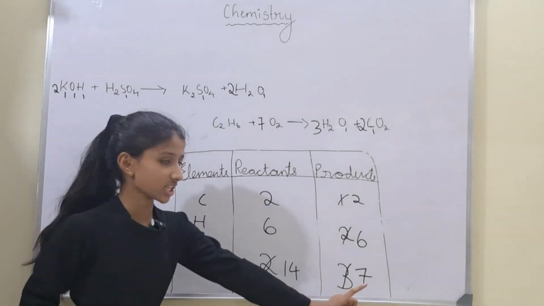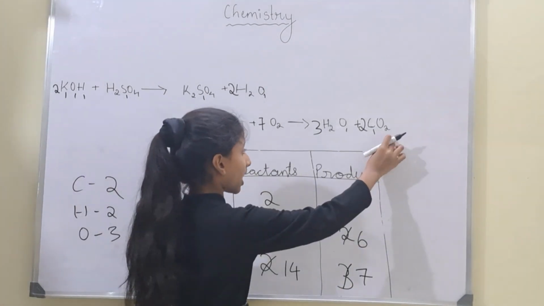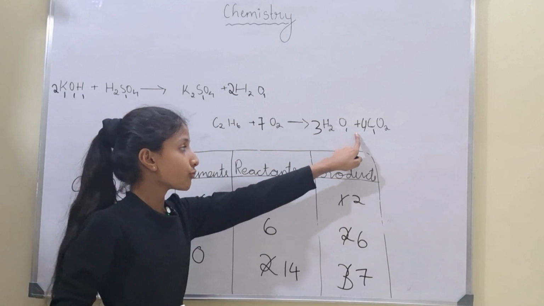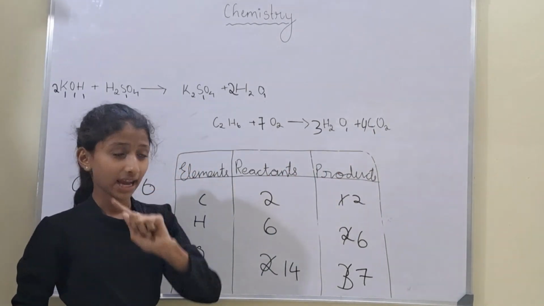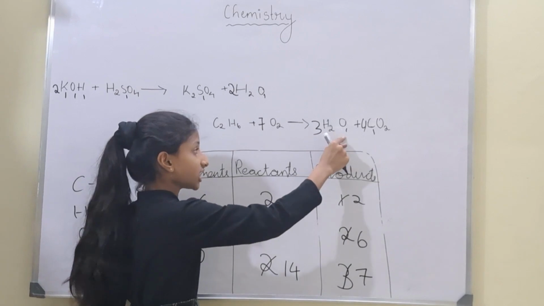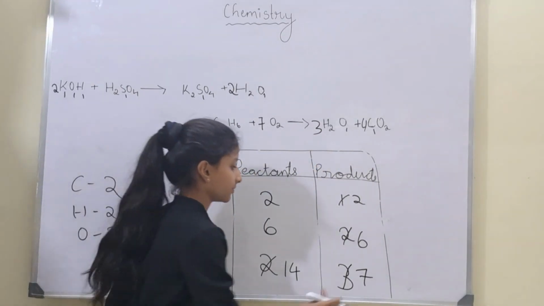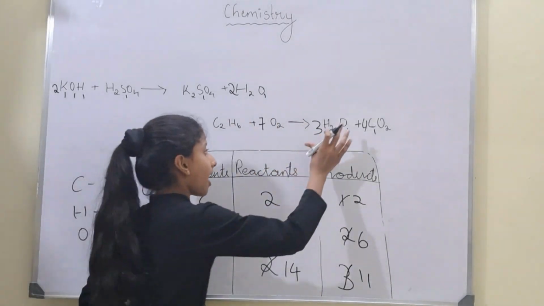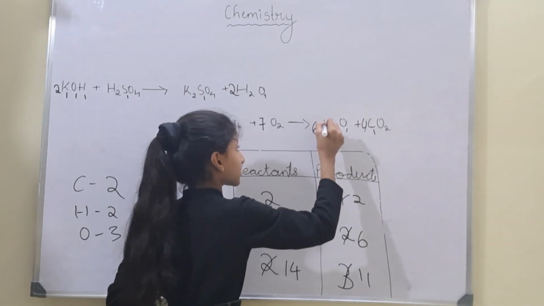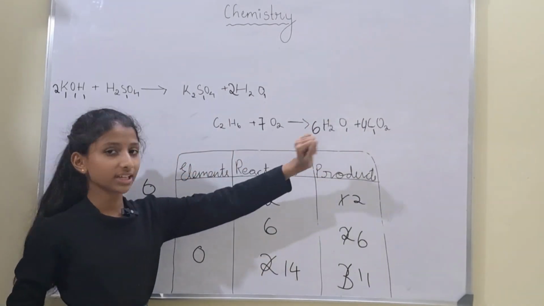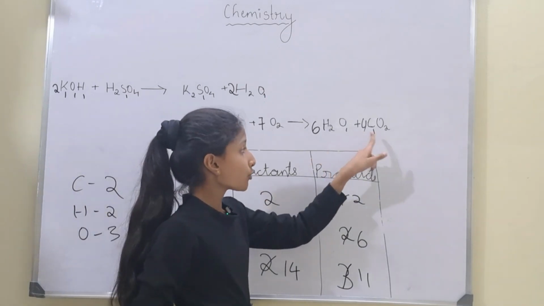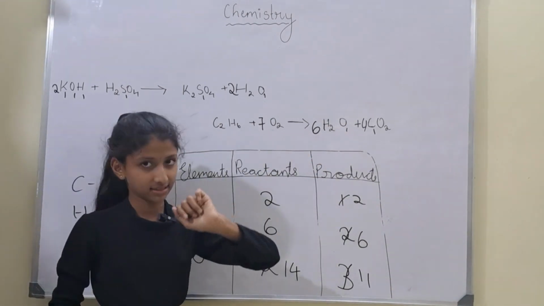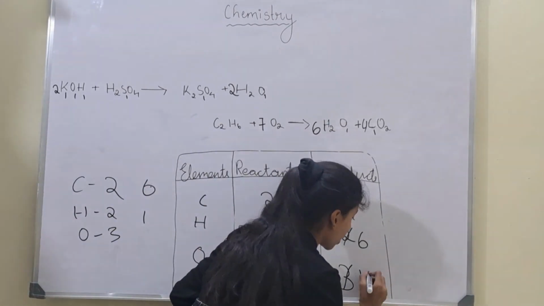Now, I have to convert this 7 into 14. So, instead of 2, I will write 4. 4 times 2 gives us 8. 8 plus 3 times 1 gives us 11. Now, instead of 3, I will put 6 as I wanted to make it 14. Now, 4 times 2 gives us 8. 8 plus 6 times 1 is 6. 8 plus 6 gives us 14.